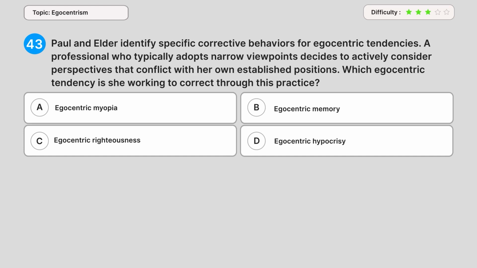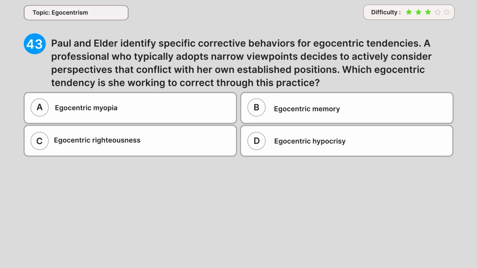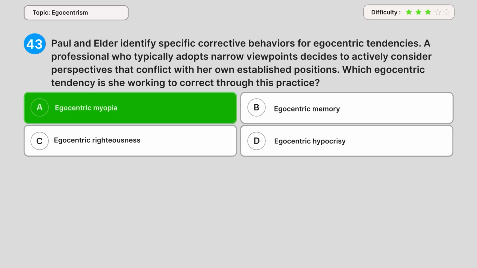A. Egocentric myopia. B. Egocentric memory. C. Egocentric righteousness. D. Egocentric hypocrisy. What do you think is the answer? Correct answer, A. Egocentric myopia.